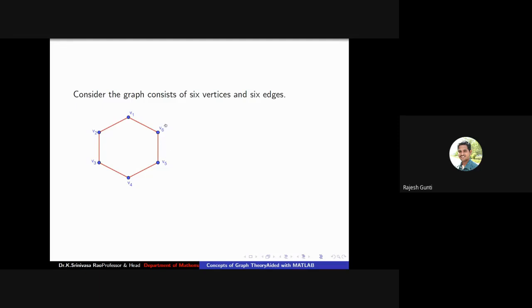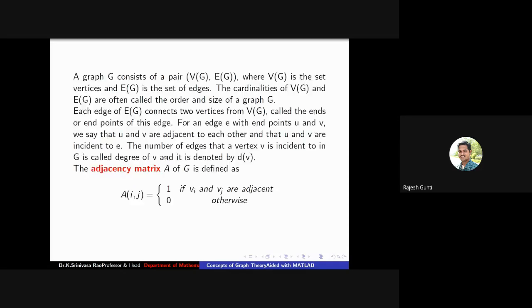The degree of the vertex V6 is 2. The number of edges incident to this vertex is called the degree. The degree of this vertex is 2, the degree of this vertex is also 2, and this one is also 2. That is the definition of degree. The number of edges that a vertex V is incident to in G is called the degree of V, and it is denoted by D of V.